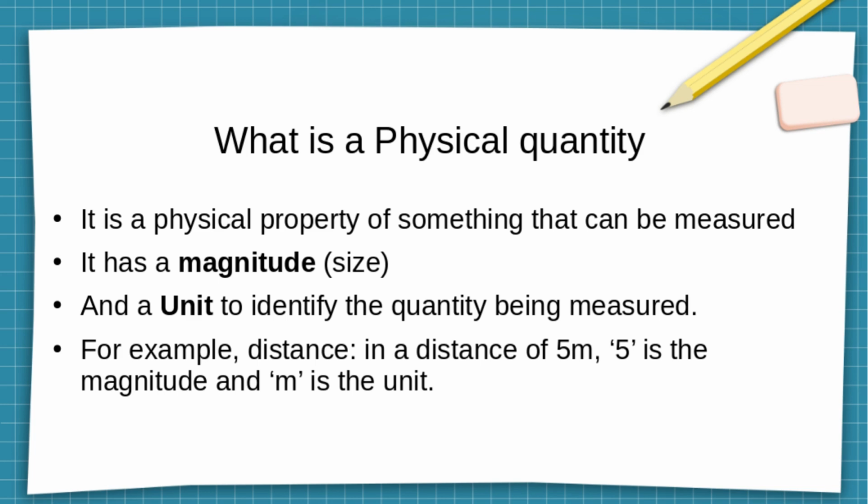So what is a physical quantity? As the name suggests, it is a physical property of something, and quantity means it can be measured. So it has a magnitude, that is the size of the quantity, and it has a unit that identifies which quantity is being measured and in which units. So for example, if you look at distance, a distance of 5 meters means the size of the distance is 5 units, and meter is the unit. And meter, as you will see later, is the unit for distance, and it also means it's being measured in meters and not kilometers, for example.